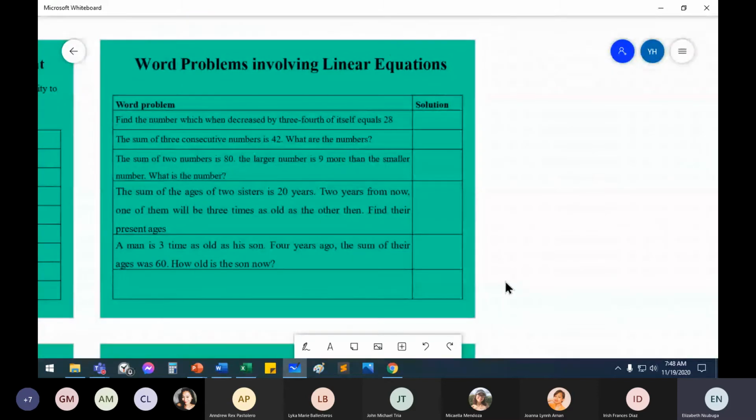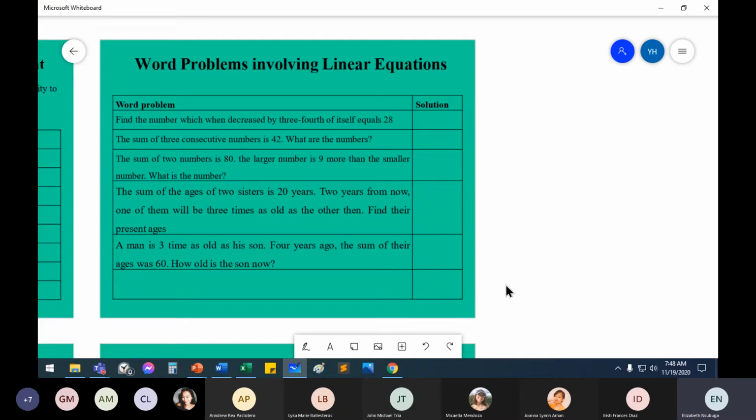First thing, you need to write the equation using symbols. So you need to understand this. Find the number which when decreased by 3/4 of itself equals 28. I'm going to do this one, then the next one, you're going to do it. So what is the first thing I'm going to do if I'm given something like this?